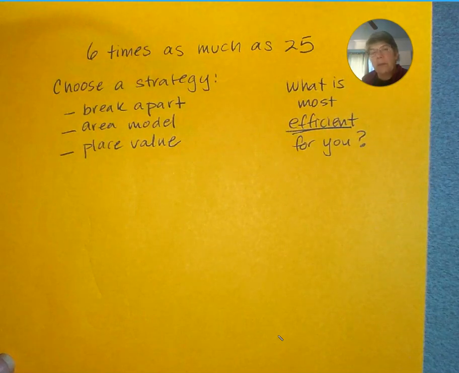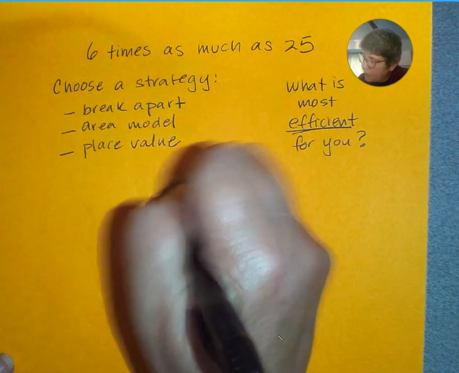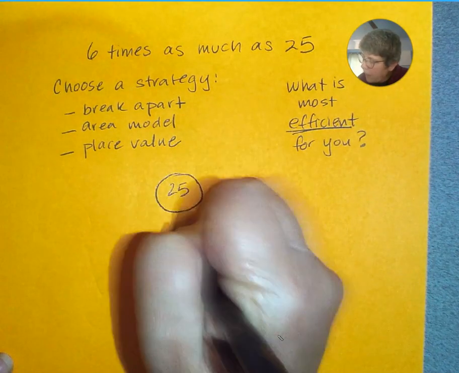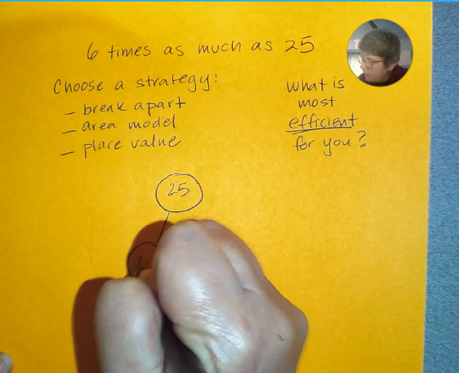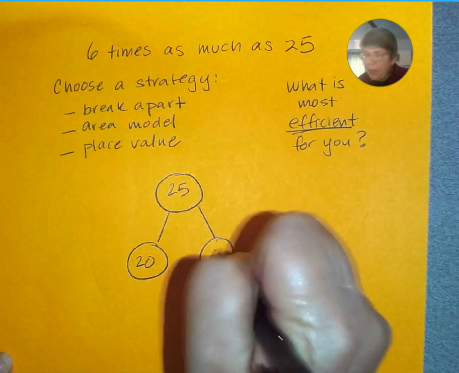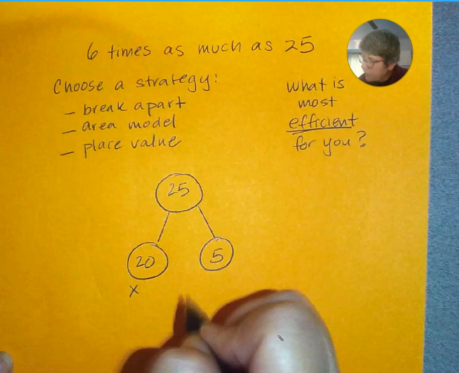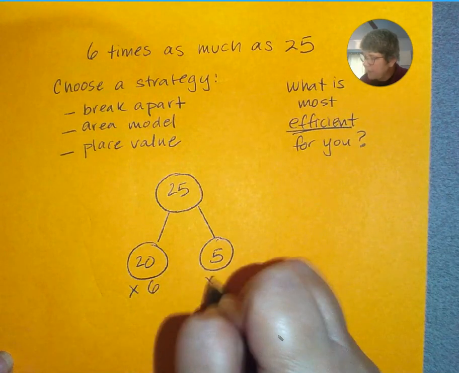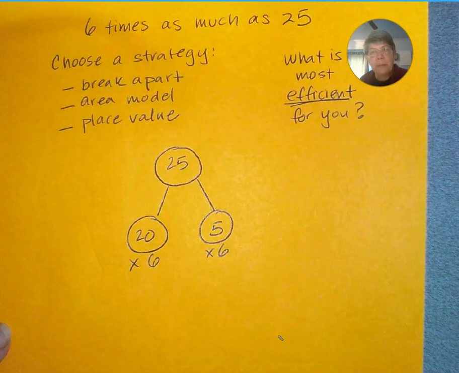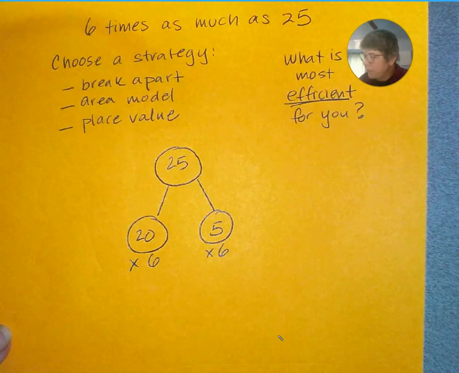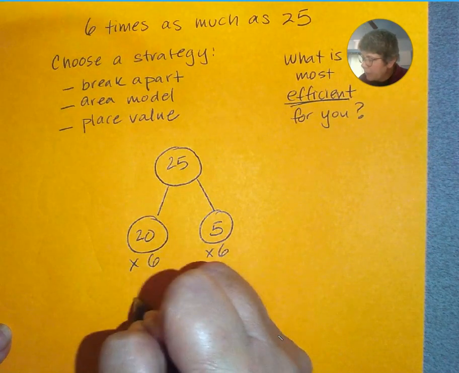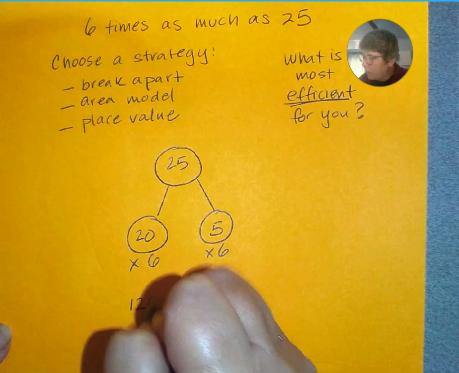Let's think about the break apart. So I'm going to break apart my 2-digit number, my 25. I'm going to break it into 20 and 5, right? 20 and 5. And then I'm going to multiply both of those by 6. All right, that would be my break apart strategy, because 2 times 6 is 12, and put my 0 on.